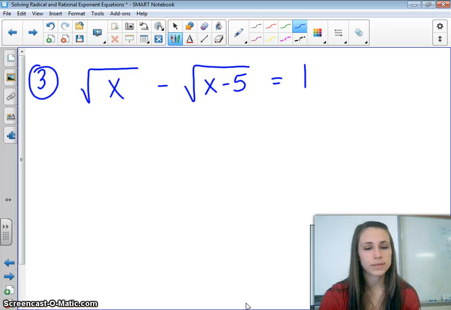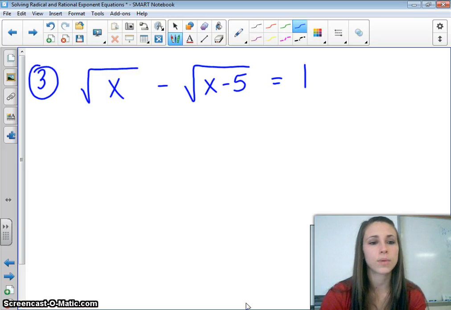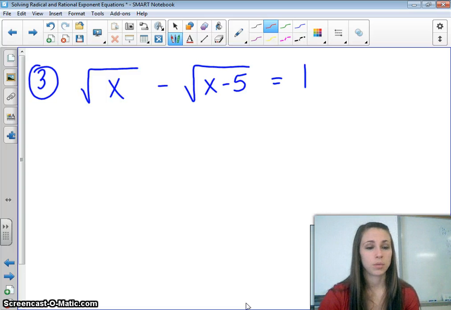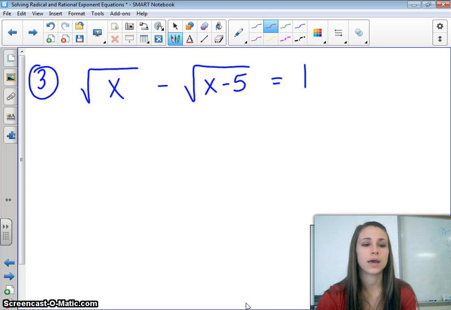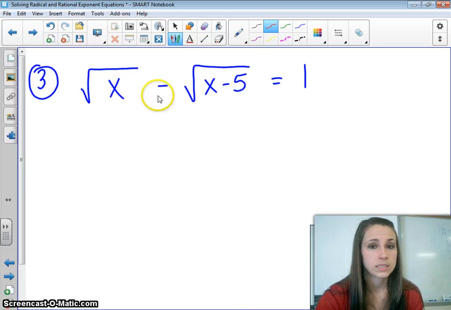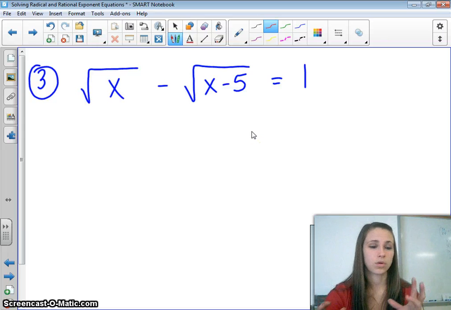Now, this one is a little bit harder. You have 2 radicals that you need to get rid of in this problem. You can't really isolate just one radical on this one, so you need to make sure that you get all the radicals isolated on the same side. That's already the case in this problem, so I don't have to move anything around.